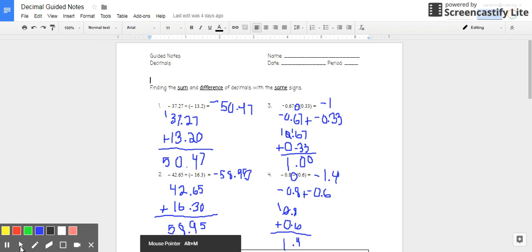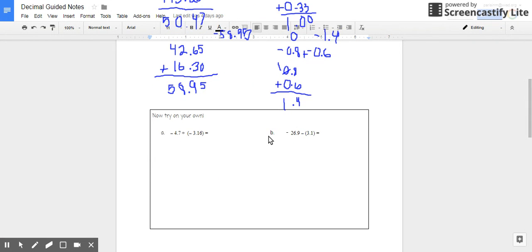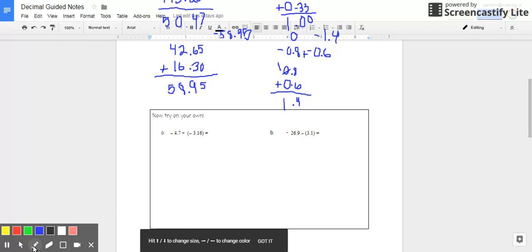Okay, next I would like you to do these two problems on your own. So solve them by yourself and then you're going to select the correct answer on the screen. Okay, now that you solved these on your own, we're going to go over them.